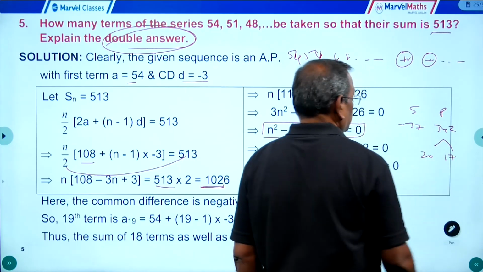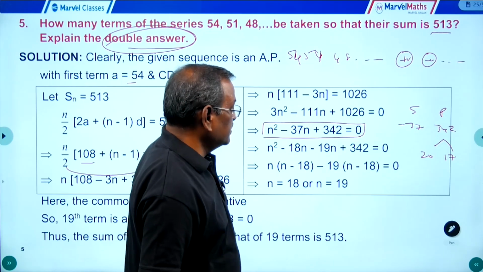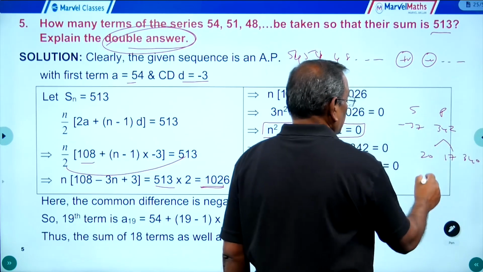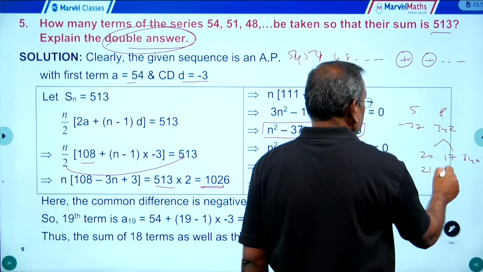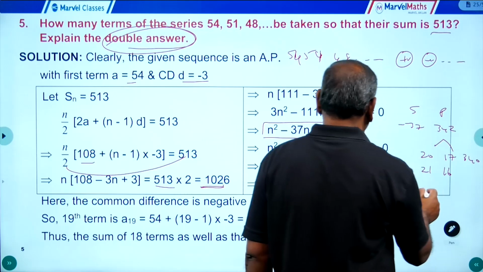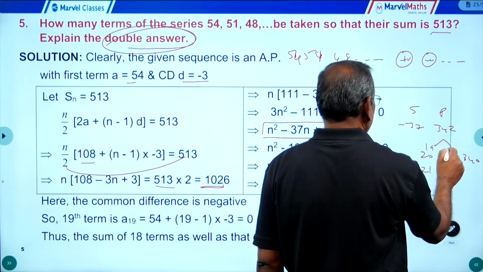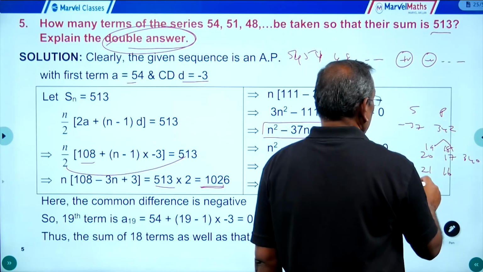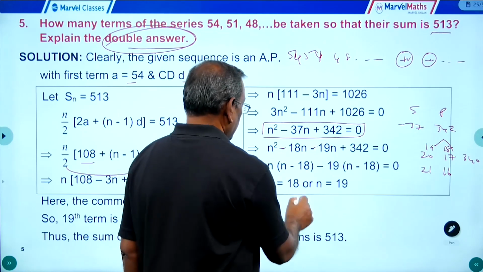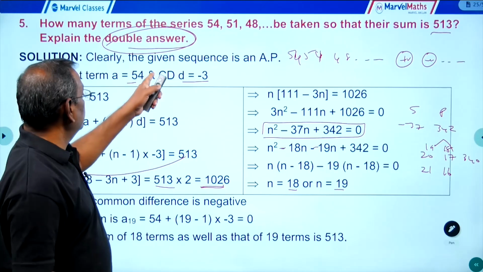20 into 17. So 20 into 17 is 340, which is less than that. So 21 into 16 is 336, this is less than. So you have to increase this. So what is this case? 19 and 18. Yes, 19 plus 18. Both are negative values, minus 18, minus 19. N equal to 18 and n equal to 19, both are positive values. That is the reason for the double answer.